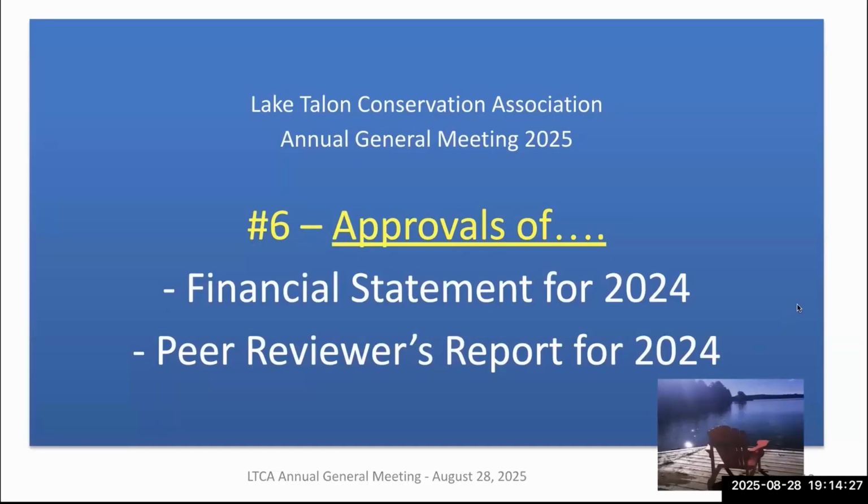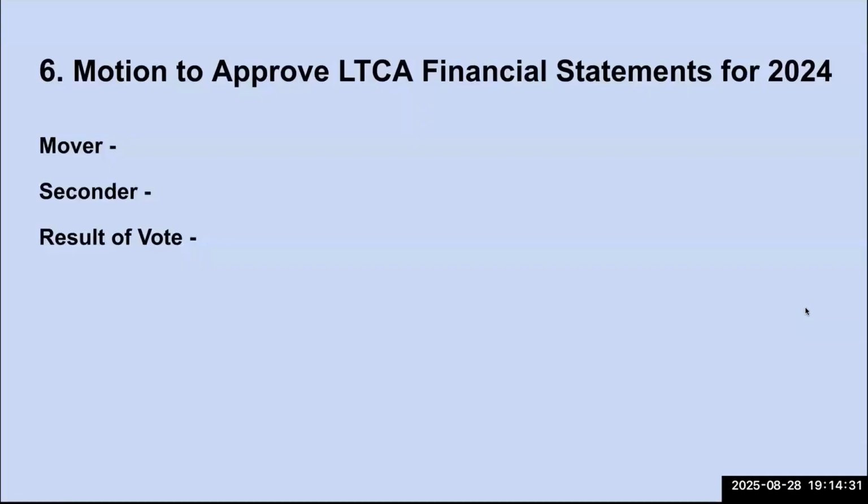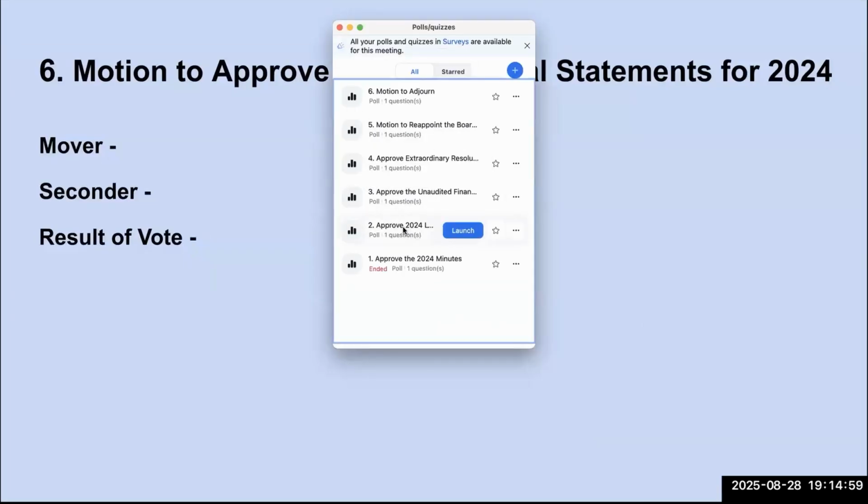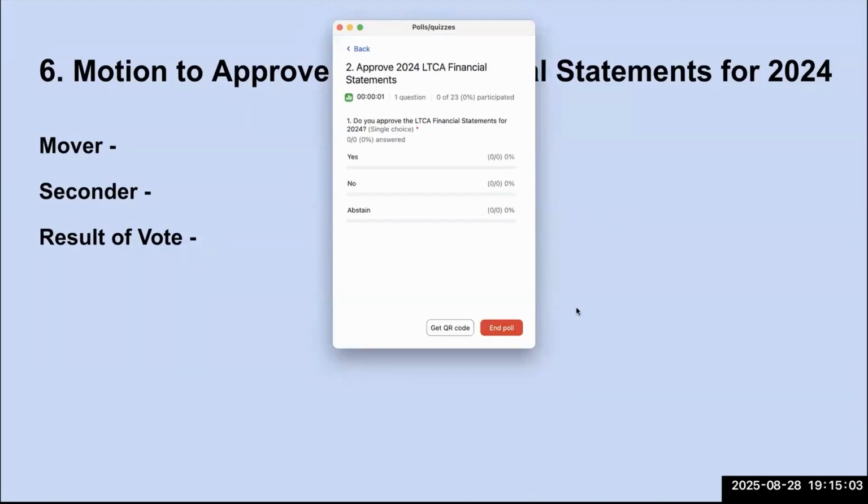So we do need approvals for the financial statement for 2024 and also the peer reviewer's report for 2024. So again, we'll require a mover of that motion. It's Ken Davies. I move that motion. Thank you, Ken. We have a seconder? I'll second it, Brian. Lynn Heaney. Yes, thank you, Lynn. So we have a mover and a seconder. We'll put the motion to approve. Yeah, here we go. There you go. Do you approve the financial statements for 2024? We'll give about 10 more seconds.